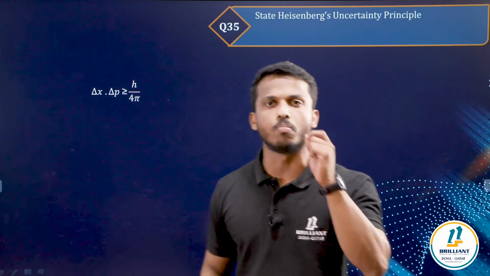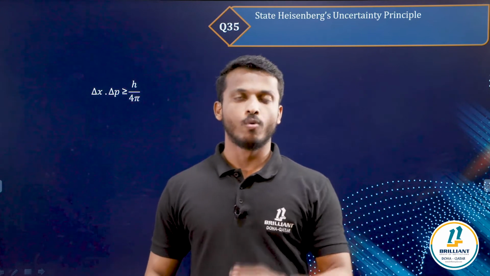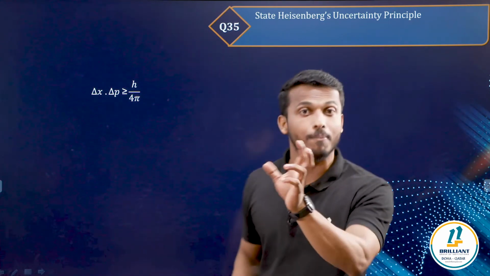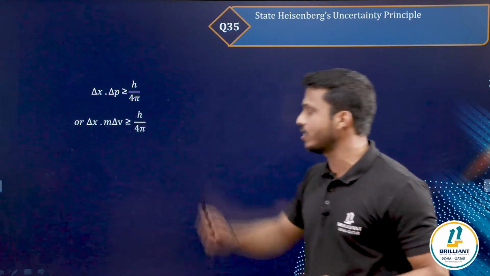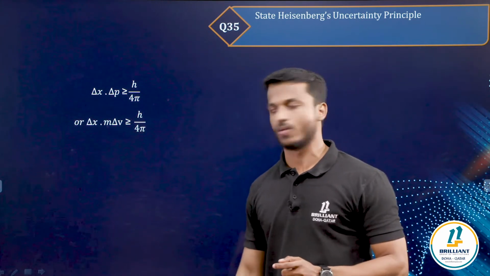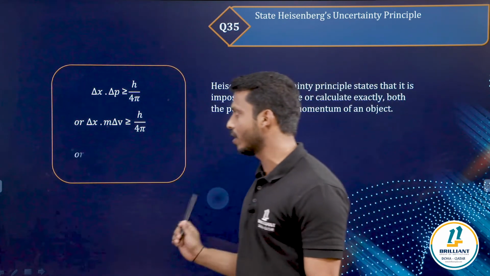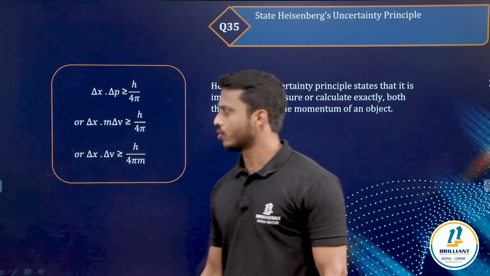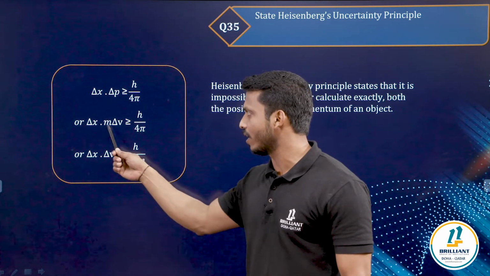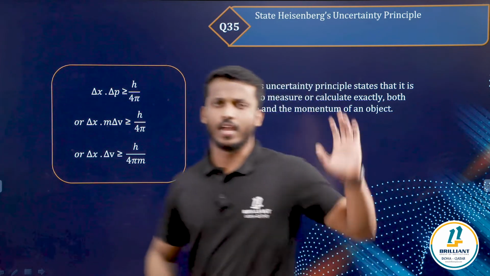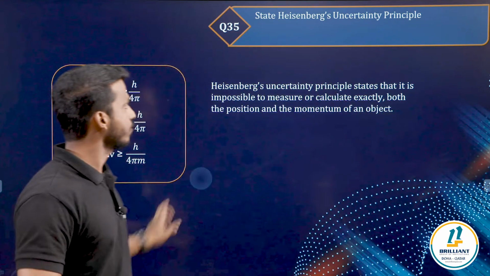Momentum p is equal to mass into velocity, mv. What is delta p? That is m into delta v. Mass won't change, therefore m into delta v. So delta x into m delta v is greater than or equal to h by 4 pi. This is the equation for the Heisenberg uncertainty principle. So delta x into delta v, what can we write? You can take m in the denominator: h by 4 pi m. This is the expression and definition.